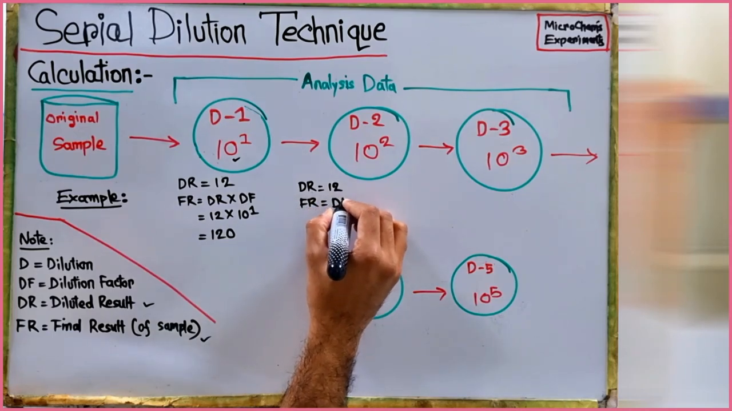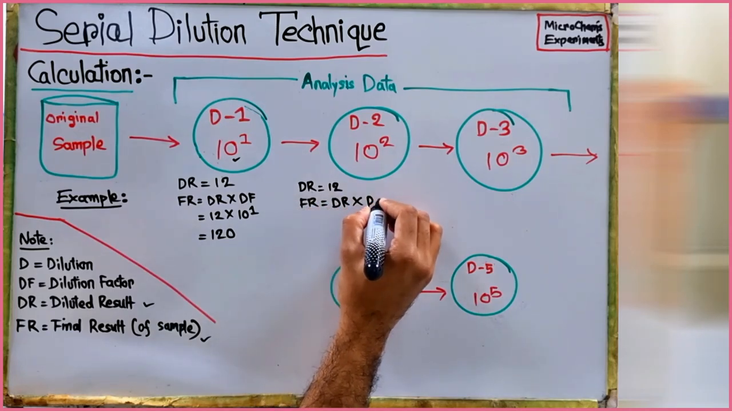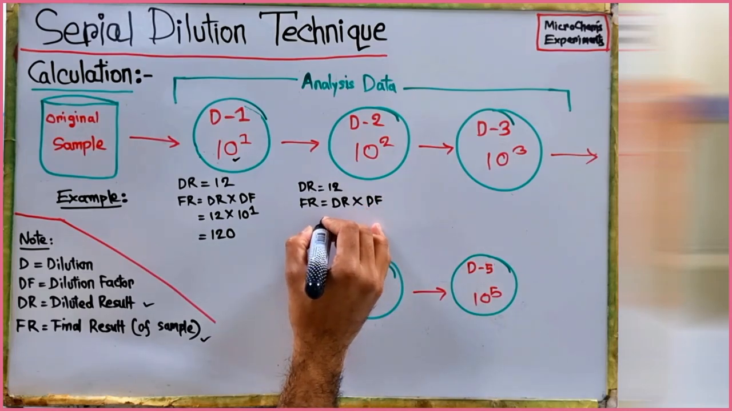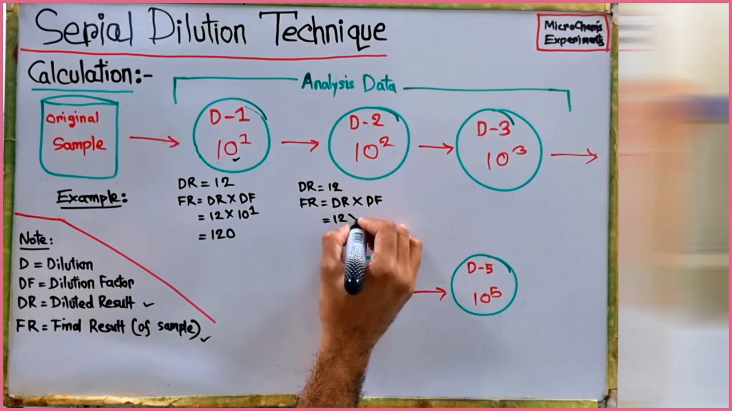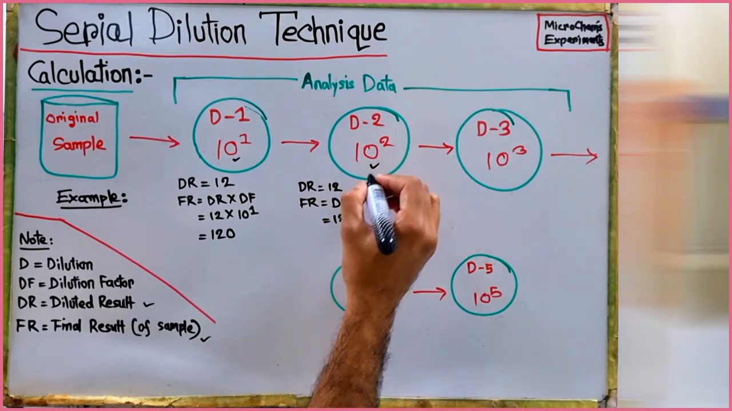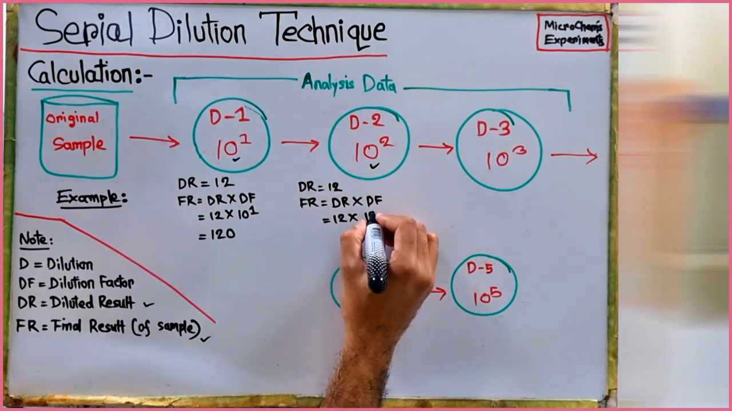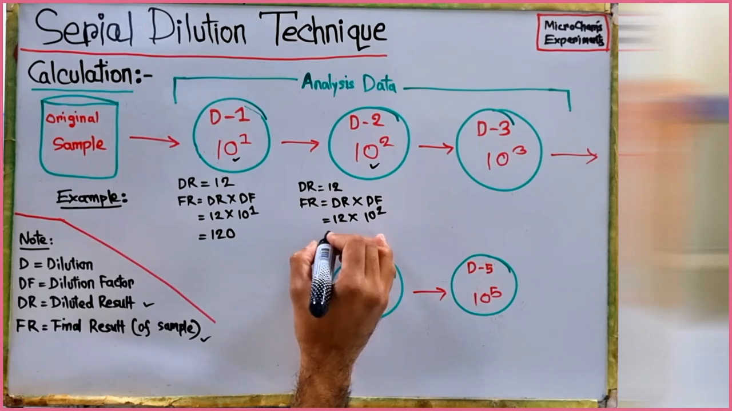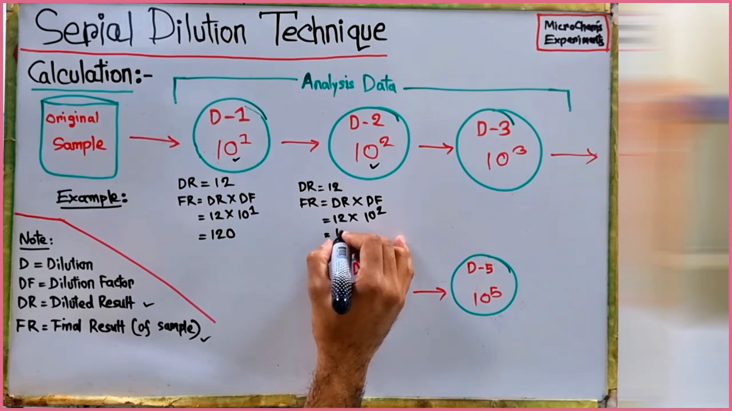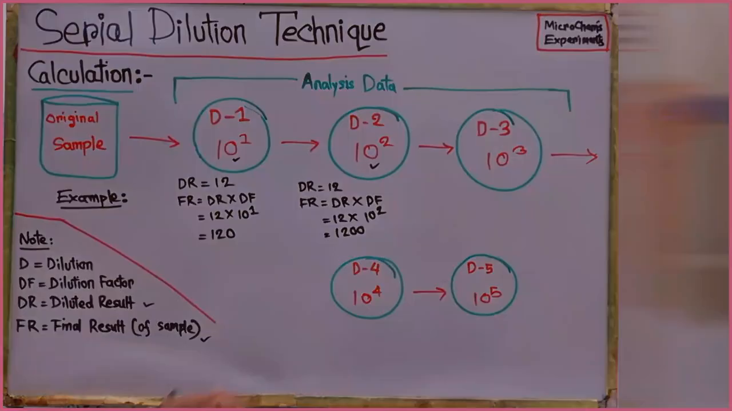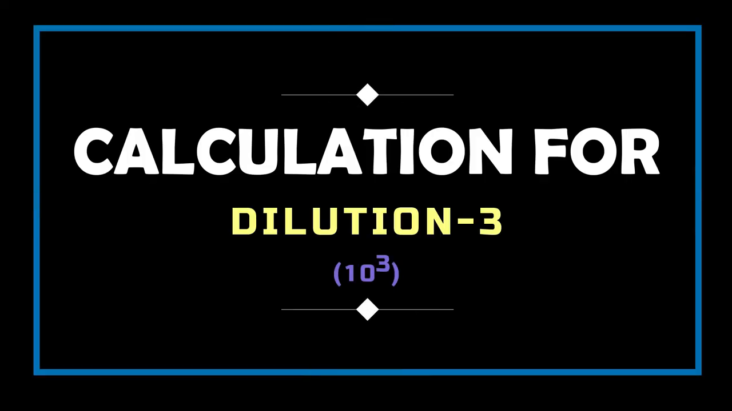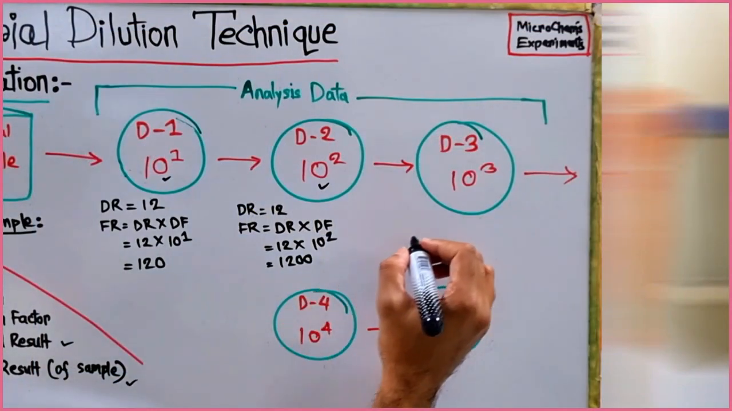sample using this diluted value by multiplying with the dilution factor of this second dilution point. We know the dilution factor of this second dilution is 10^-2. After multiplying with this factor, we got the final result, which is 1200. This is also the final result of our tested sample, which derived from second dilution. Let's calculate the final result for dilution 3.